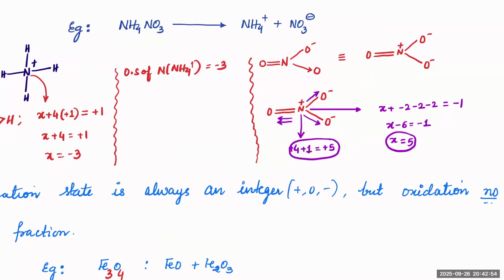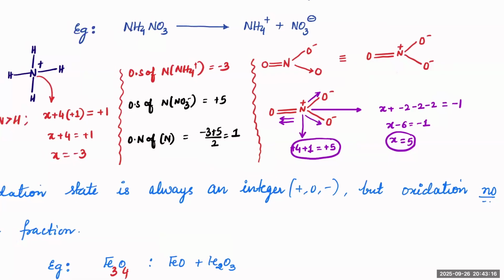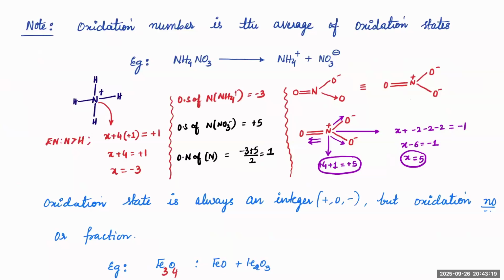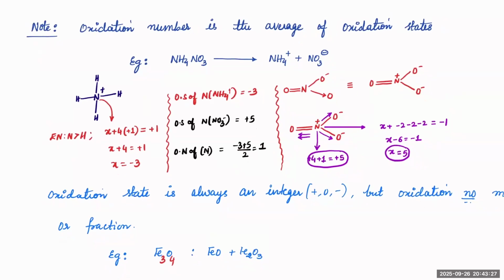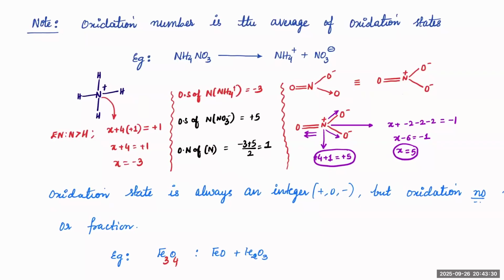But one thing we learned, that the oxidation state of nitrogen in NO3 minus is plus 5. Now, if at all I write the oxidation number of nitrogen, it simply has to be the average of these two. Got it? Which is 1. So the oxidation number of nitrogen in ammonium nitrate is 1, while two oxidation states are possible, minus 3 and plus 5. Okay? Everybody, please make sure you're writing it simultaneously. This is a practice, you need to have it together. Okay.